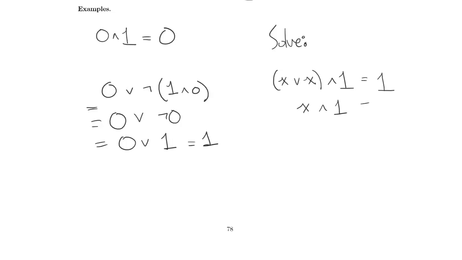when we join anything with itself, we just get that object back. So we have x meet 1. All right, well, let's think about it. If x is 0, then 0 meet 1 is going to be 0. If x is 1, then 1 meet 1 is going to be 1. So anything meet 1 is just itself. So that tells us that x has to be 1. That's the solution to that equation.